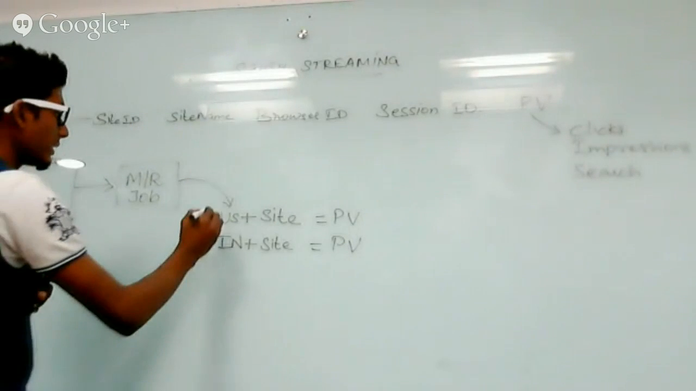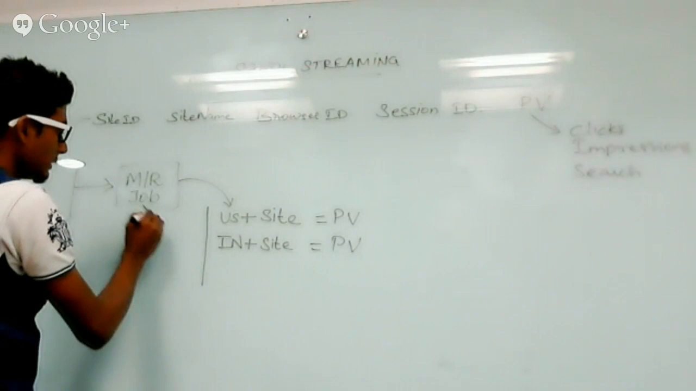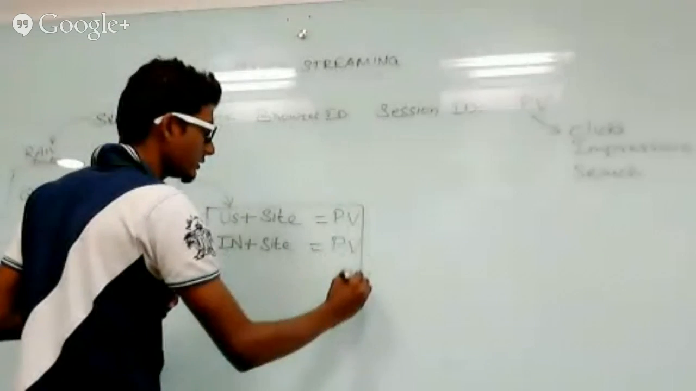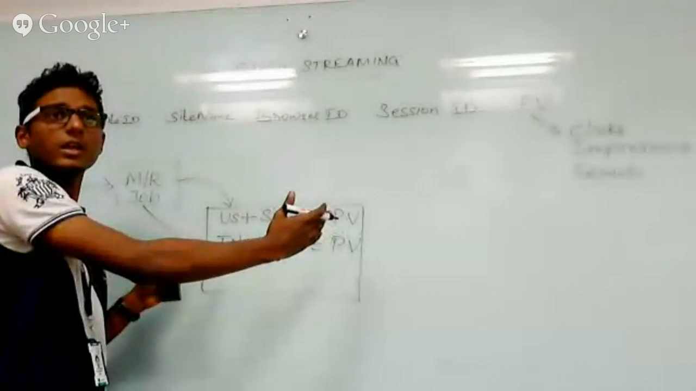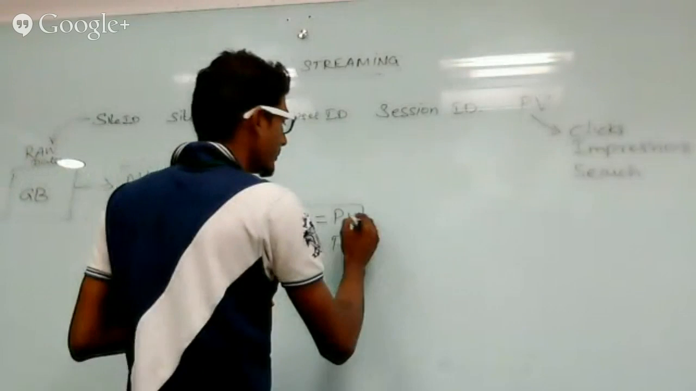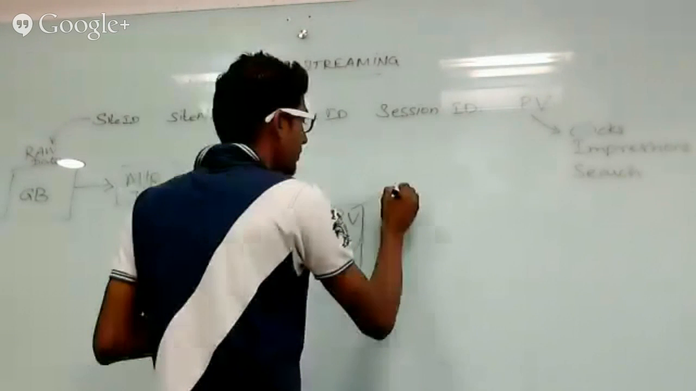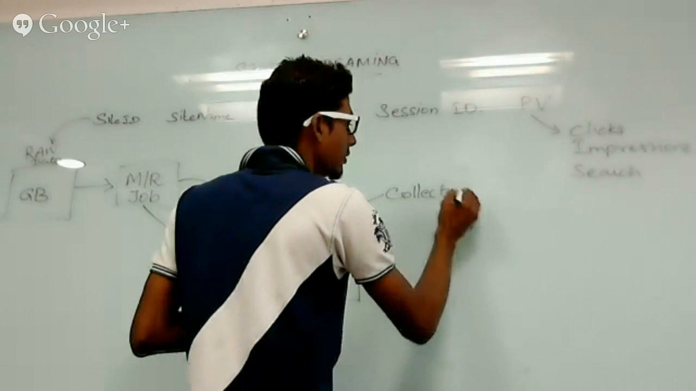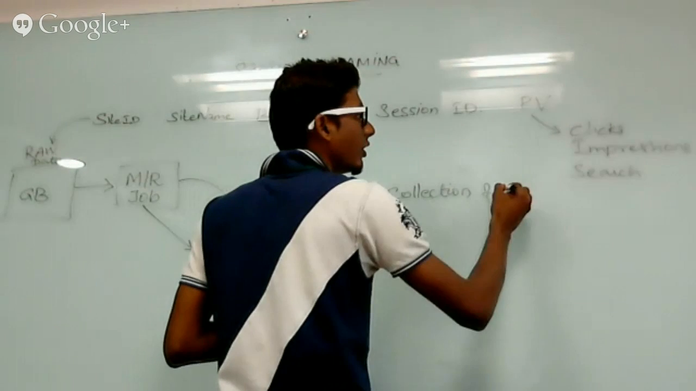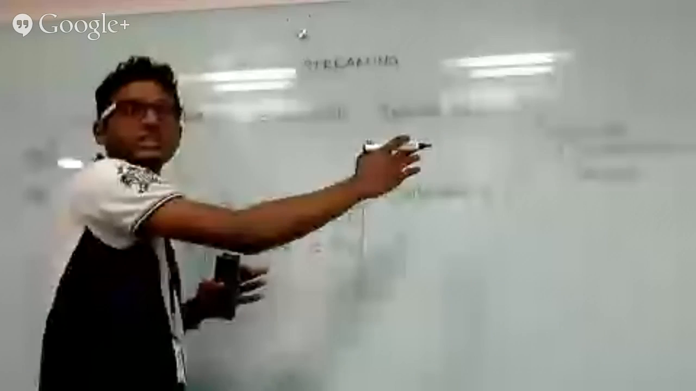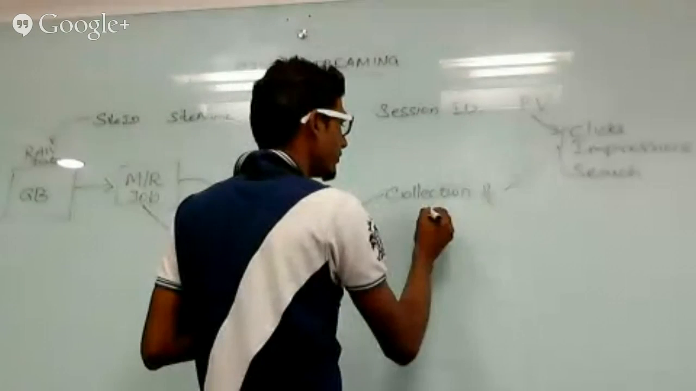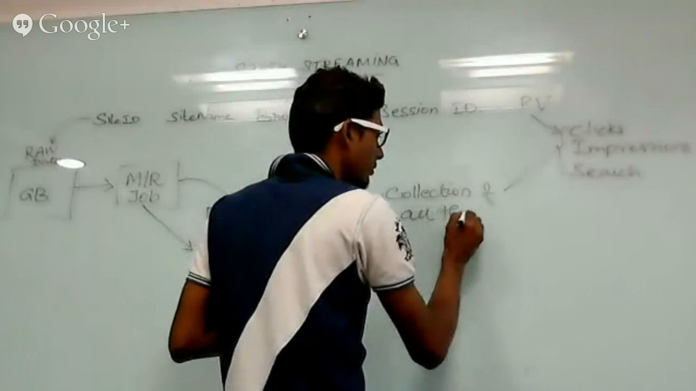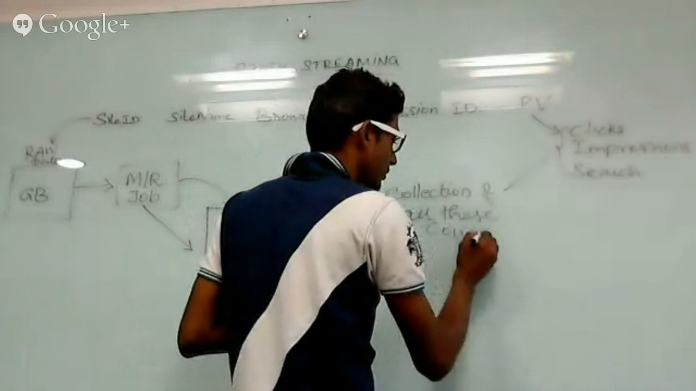So this will be a collection. This one single MR job will do all these operations and give them the result. This PV is nothing but a collection of all these things, right? So this is a general MR job that they will be running. This is a collection of all these counts. This is one type of MR job that our team is running.